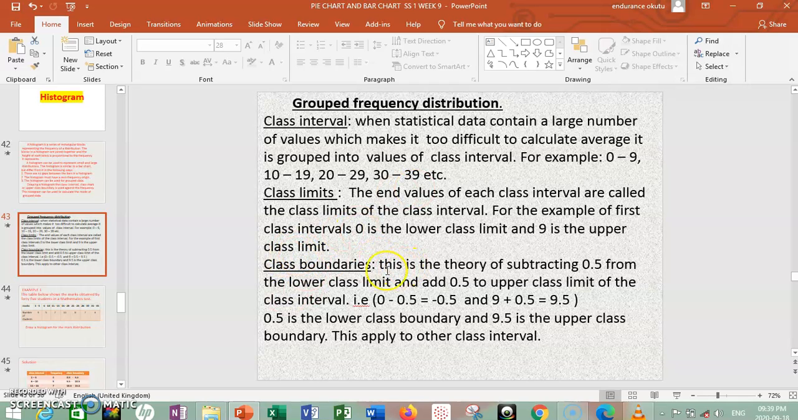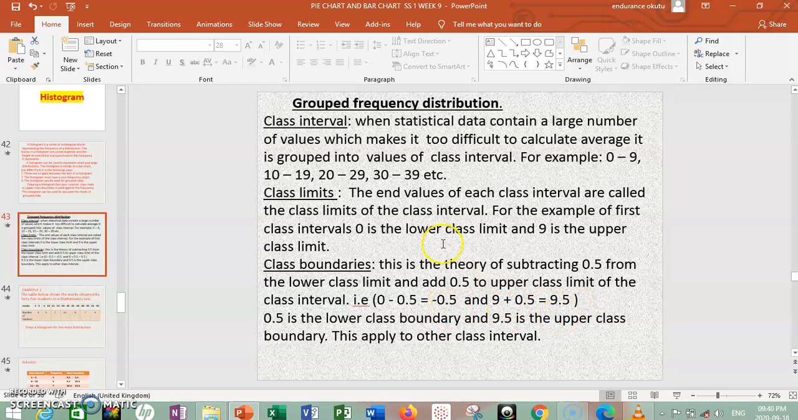Now we have what we call the class boundary. To obtain the class boundary, we subtract 0.5 from the lower class limit and add 0.5 to the upper class limit. Students, take note of this. Taking the first interval 0 to 9, we subtract 0.5 from 0, which gives us negative 0.5. Now we add 0.5 to 9, which gives us 9.5. So the class boundary is now negative 0.5 to 9.5.